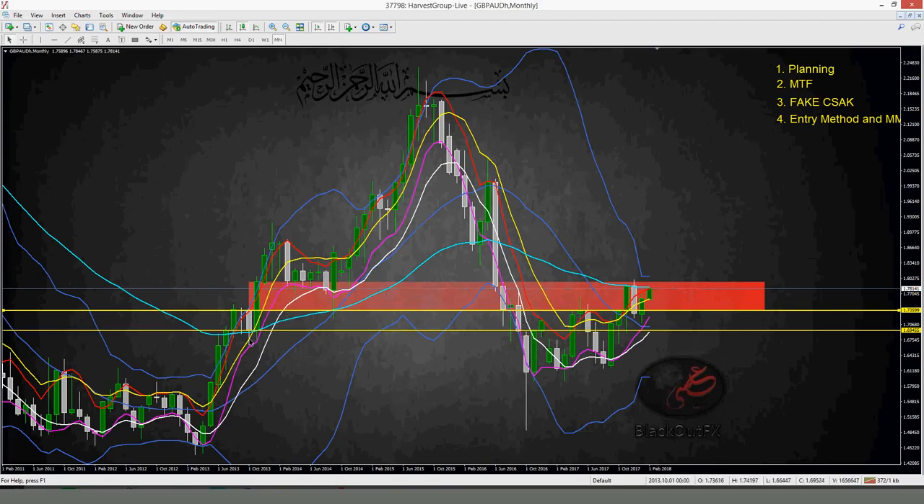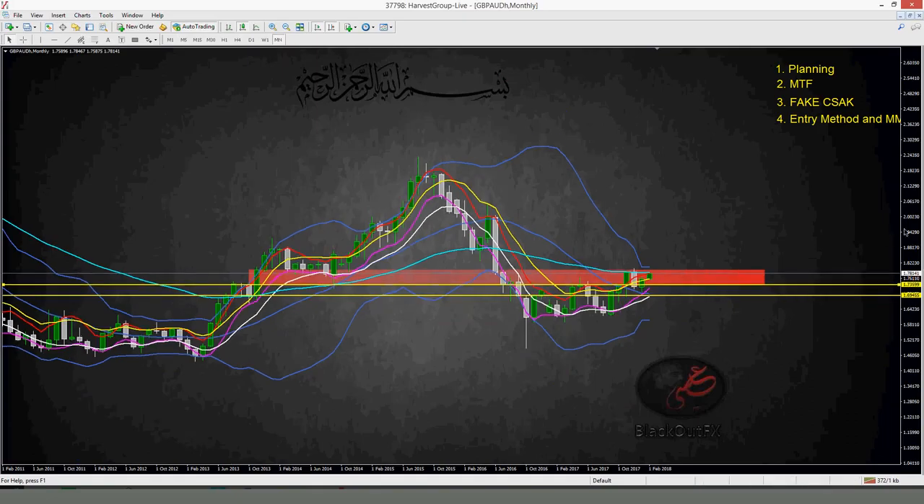So as you can see over here, this resistance area has now become support. And once we do have a breakout over here, this support will become resistance in the future. So unless the market breaks this zone, the market is going to go up. However, if it rejects this zone, then the market is going to go down. Okay, so that's the support and resistance in that sense.